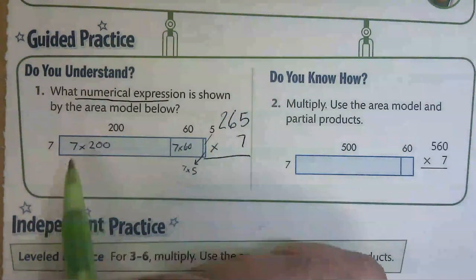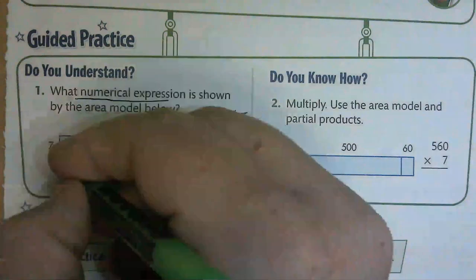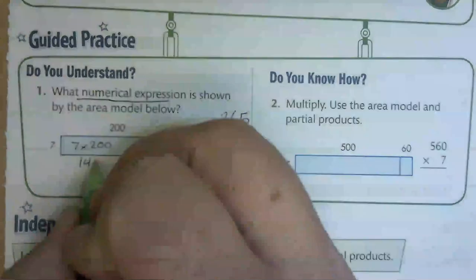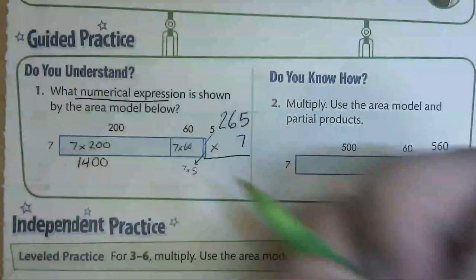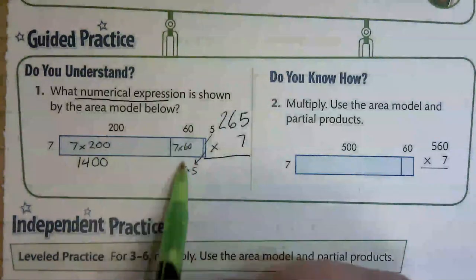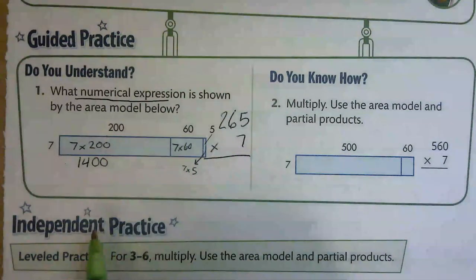7 times 200. Well, 7 times 2 is 14, and then I need 2 zeros. And when I do this and I'm writing this, I don't like rewriting over and over again. So I'm just going to make sure as I do each of these, they go in the correct place value.